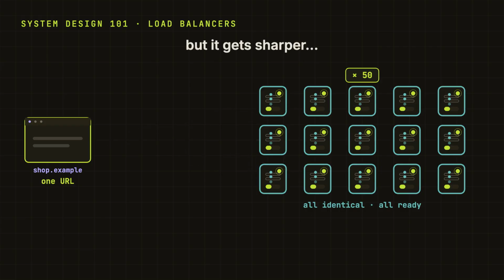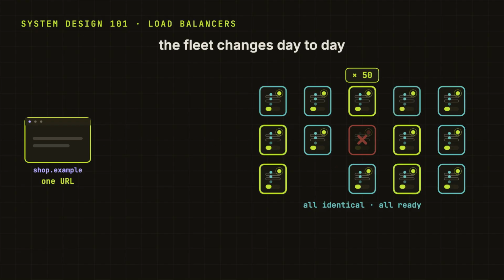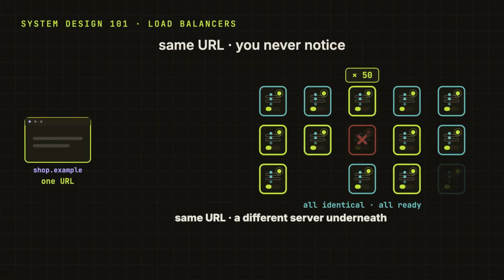And it gets sharper. What if the one it picks is the box that just crashed or one that is still booting up? You would get an error, but you don't normally. Somehow, one URL quietly reaches one healthy server again and again. And think about that for a second. The actual machine you land on might be a different one every time you click, and the whole fleet behind that URL shifts from day to day. Same one address, a different server underneath, and you never notice a thing.